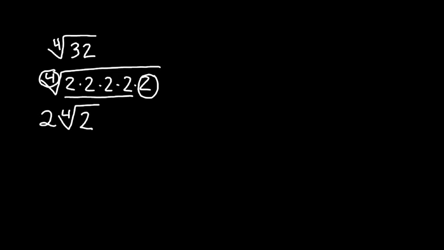So the 4th root of 32 is 2 times the 4th root of 2. Now, last thing I want to talk about is simplifying a negative cube root. When we're simplifying radicals that are even radicals, we're always talking about the principal square root or the positive square root, but I know that for a cube root, it can have a positive value or a negative value.